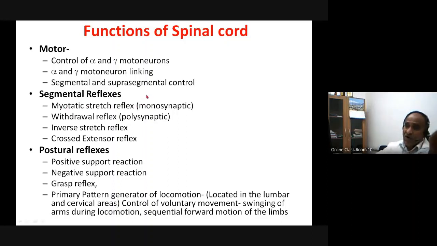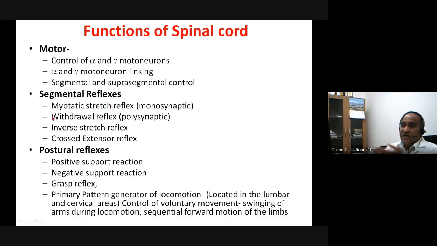When the muscle is stretched by a knee jerk, the knee hammer, that will excite the intrafusal fibers. The intrafusal fibers in turn send sensory inputs through the posterior root to the alpha motor neuron and produce the contraction. This is known as a stretch reflex, also known as the myotatic stretch reflex, or the knee jerk, or the deep tendon reflexes. This is about the myotatic stretch reflex.